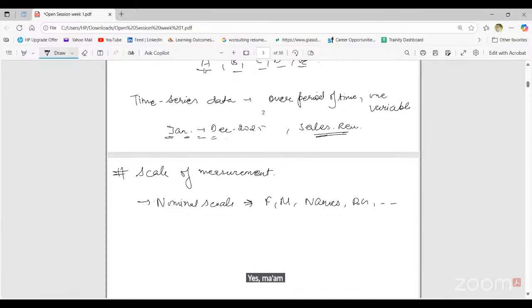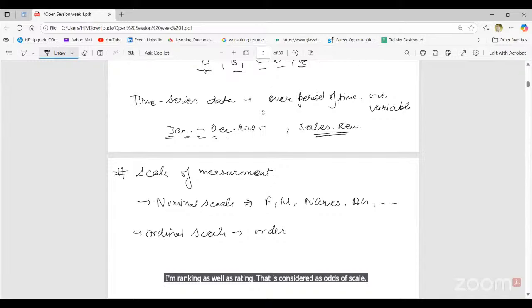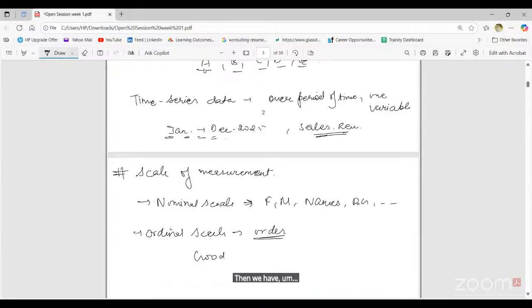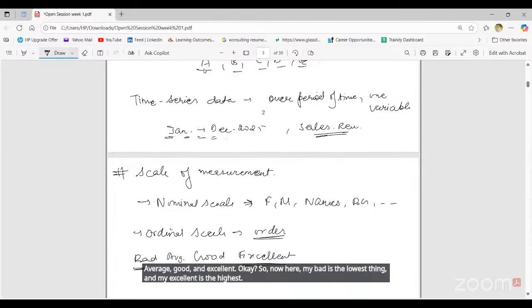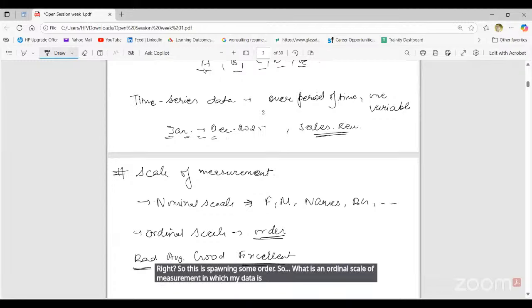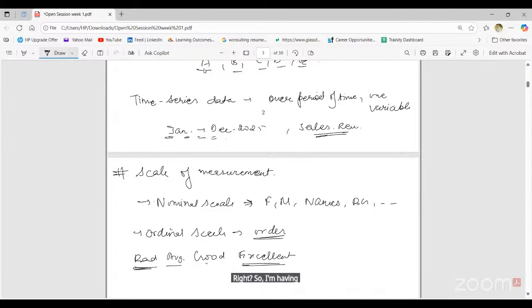Then we have an ordinal scale. What is an ordinal scale? Ordinal scale has a ranking as well as order. Rating levels are considered as ordinal scales, in which we have some order, right? So if I'm having bad, average, good, and excellent, now here my bad is the lowest and my excellent is the highest, right? So this is following some order. So an ordinal scale of measurement is one in which my data is following some order.